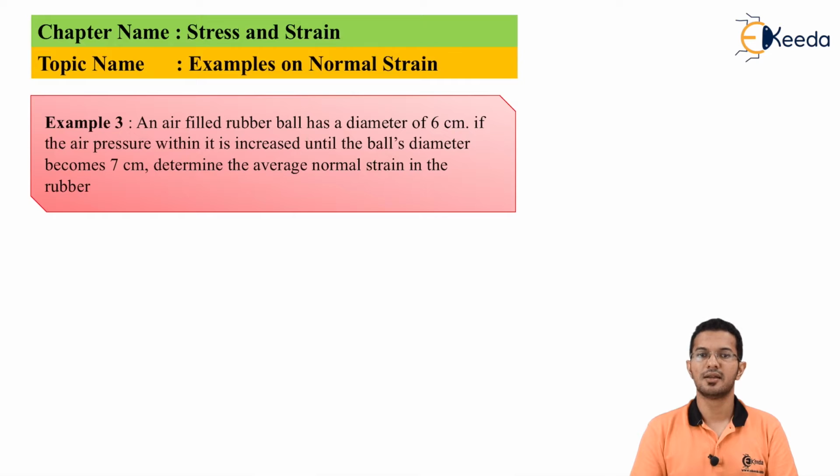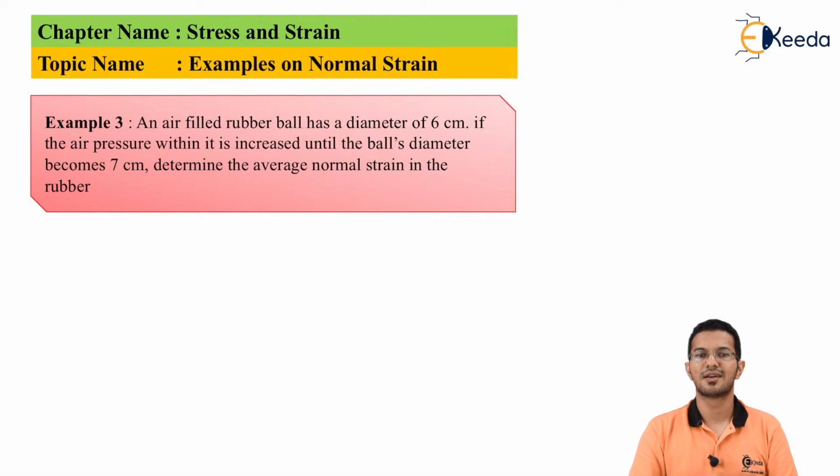It states that an air-filled rubber ball has a diameter of 6 centimeters. If the air pressure within it is increased until the ball's diameter becomes 7 centimeters, determine the average normal strain in the rubber. We also have been given that D0 is equal to 6 centimeters and D is equal to 7 centimeters. So let's find out the solution.